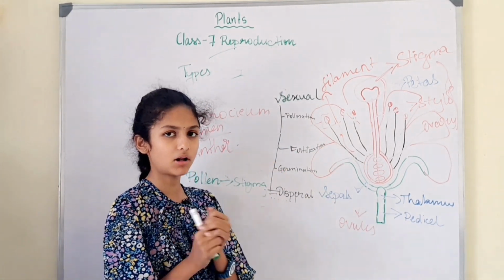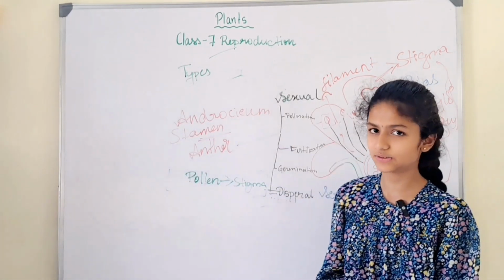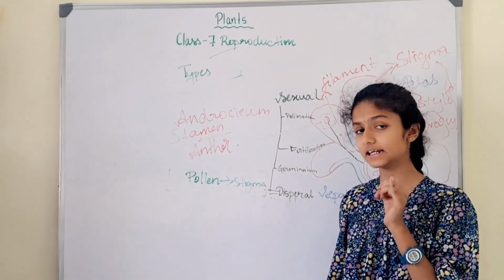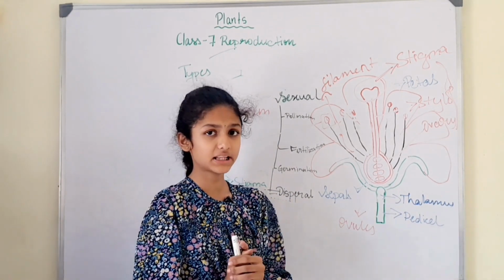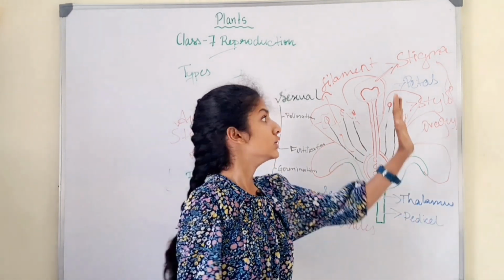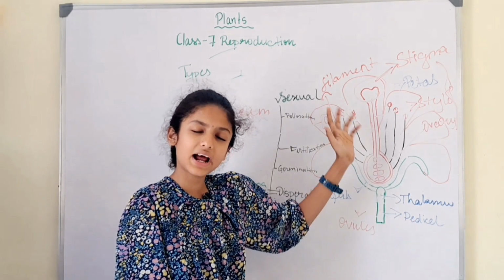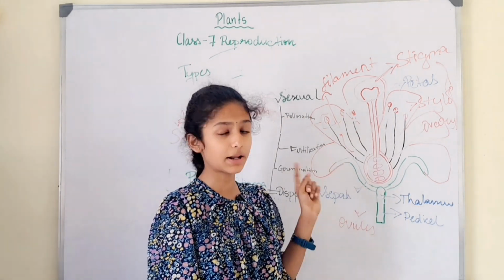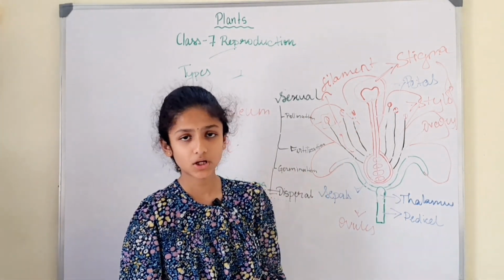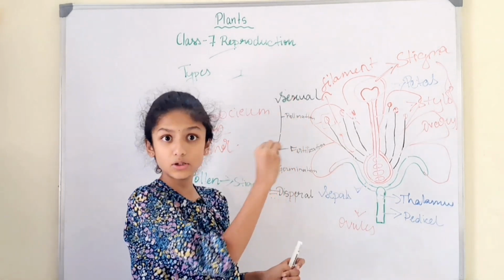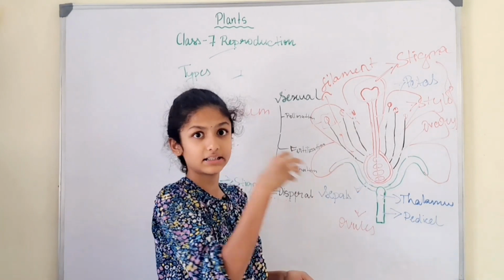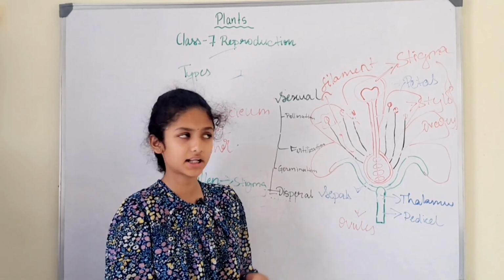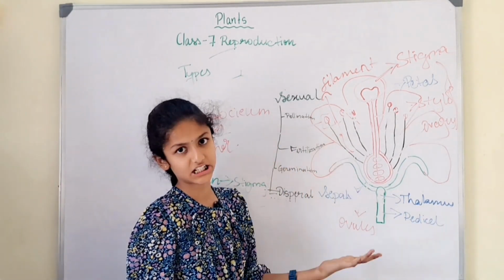Now we need some pollination agents. Let us look into those agents. First, insects. Insects come in search of nectar. Where do they come? To attractive flowers. So the flowers which have attractive petals are pollinated by insects. They come in search of that look, that color. The insects get attracted by that scent, that nectar. So insects will pollinate such plants.